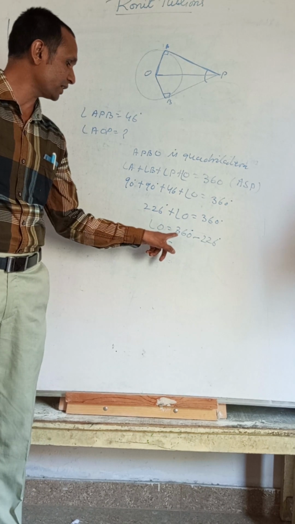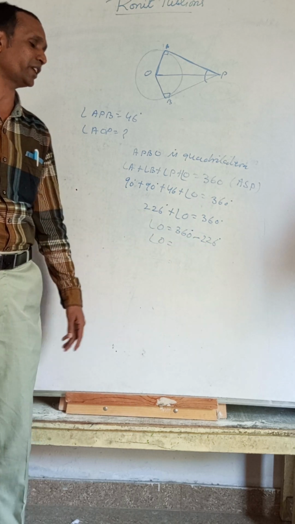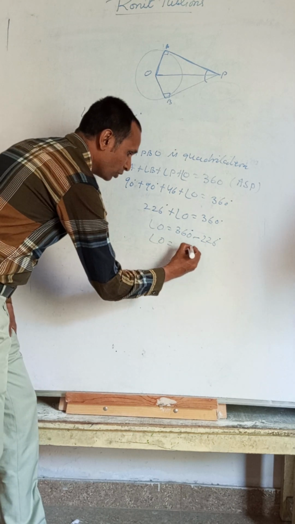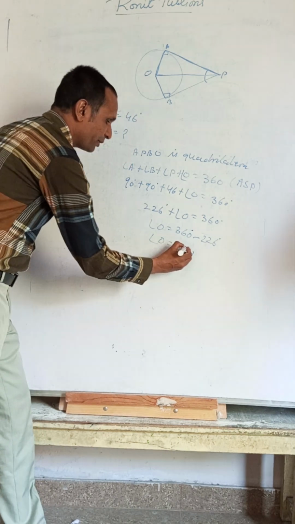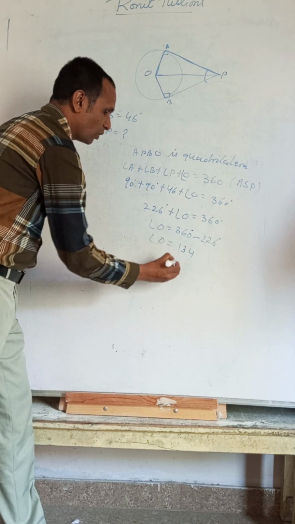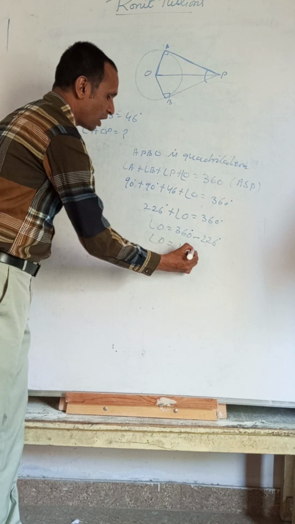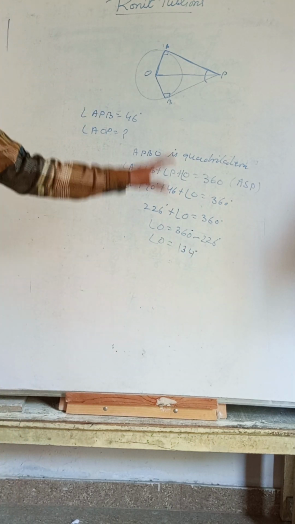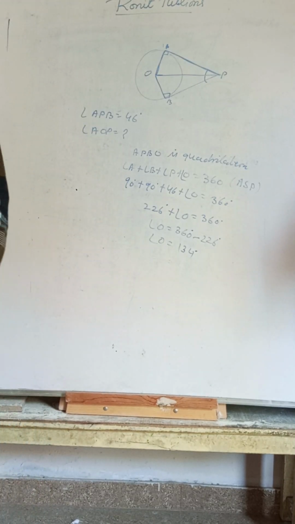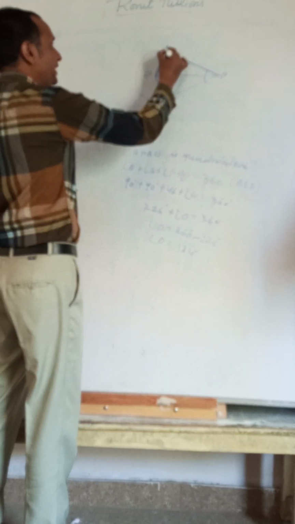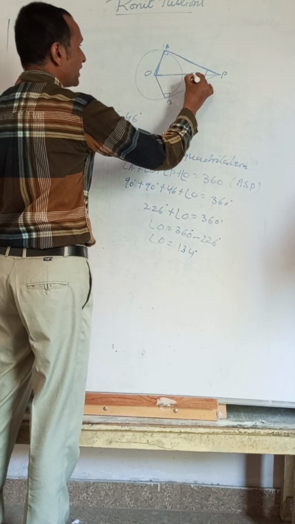360 minus 226 is equal to what? 0 minus 6 is 4, 1 carry taken, then it will become 3 and 1. So 134 degree. One method is by taking the total as a quadrilateral. Now it is a right angle triangle. By right angle we are taking.